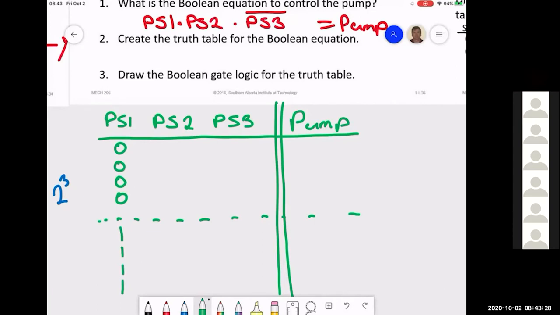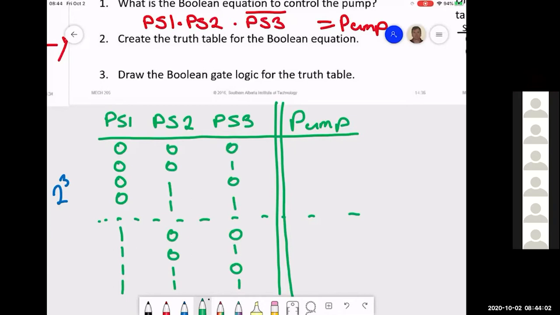PS2, the first quarter of PS2s are going to be 0, then 1s, 0, 0, 1, 1. See the pattern? Of course, PS3, I'm going to write 0, 1, 0, 1, 0, 1, 0, 1. Now, some of you may recognize, oh, this is binary. This is binary for 0, 1, 2, 3, 4, 5, 6, 7. And you're absolutely right. It's a very simple way of creating this truth table. Every possible combination of inputs for my 3 inputs is now created.